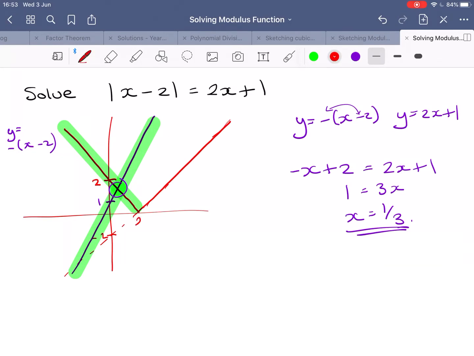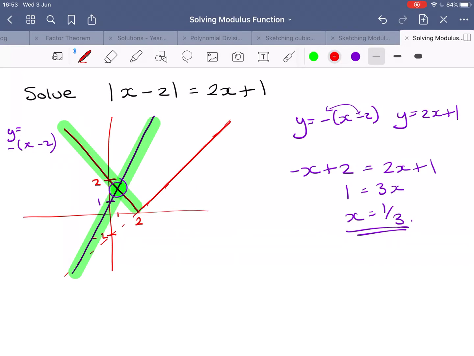I didn't actually put on there that it touches the x-axis at 2, but having an x of 1/3 looks about right. Now, I'm going to show you why drawing the graph is important, because say I hadn't realised that and I accidentally used the wrong equation for the modulus line.